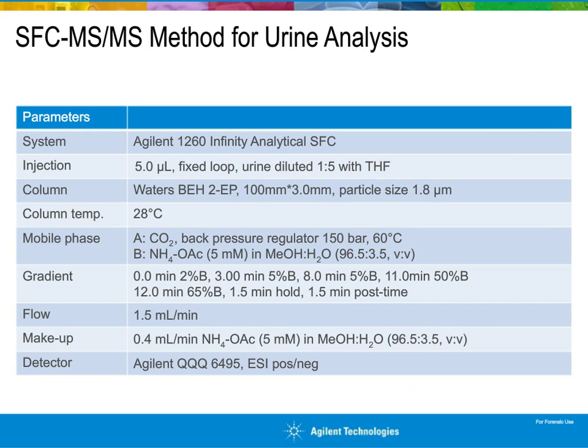Moving on to the method, looking at the system here, this is a fixed loop system. We inject 5 microliters of diluted urine, 1 to 5 in THF. A column here called an ethyl-pyridine column has been used for the application. Column temperature, and the rest is basically standard chromatography setup that you know from any of the analytical systems you are running. The Agilent mass spec here was run in electrospray positive and negative. That has been optimized separately from the chromatography in order to get the best precursor product ion combination for the particular compounds we have been analyzing.